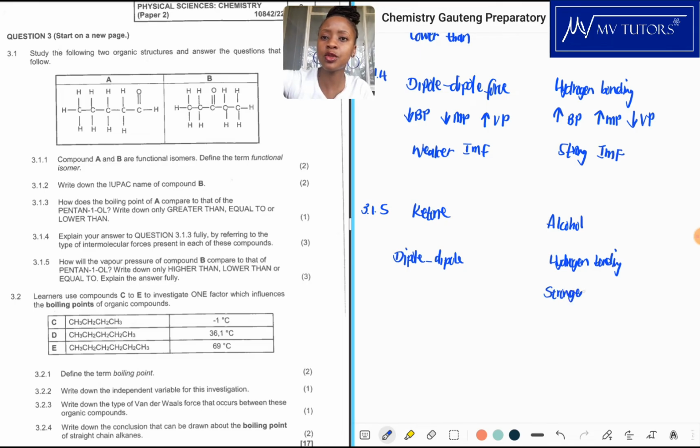So, stronger intermolecular forces means your vapor pressure is quite low for the alcohol compared to the ketone. Let's just read the question again. How will the vapor pressure of compound B compare? So the vapor pressure here will be higher than. And explain the answer fully. We would say, because we have dipole-dipole forces, the intermolecular forces are weaker than that of the alcohol, therefore your vapor pressure is higher.